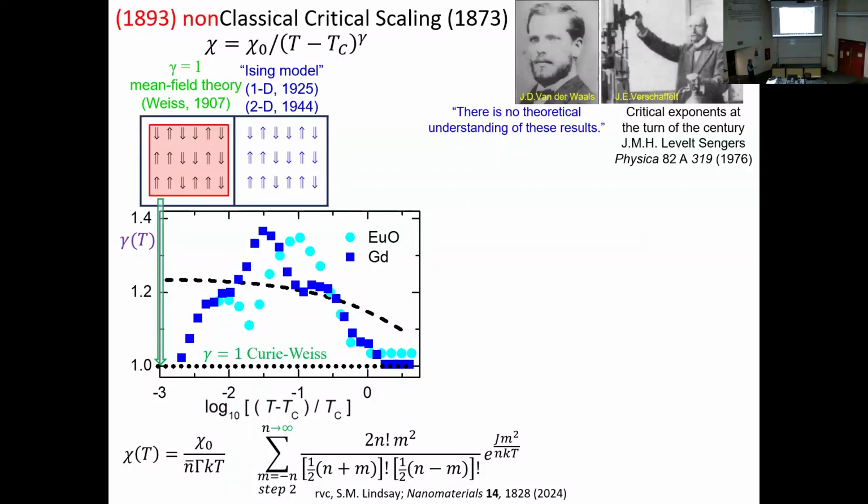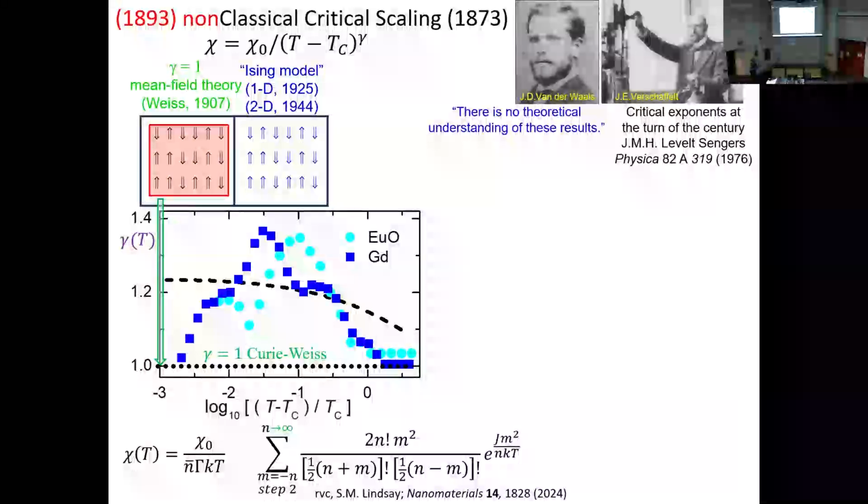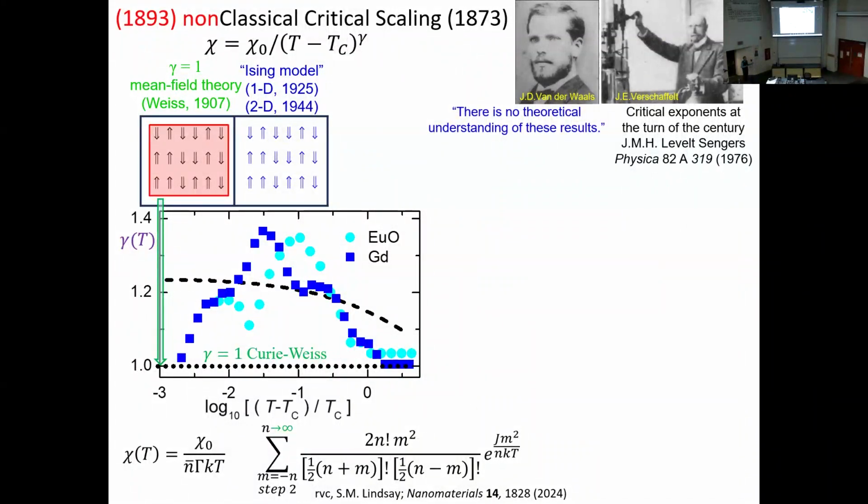So there were experiments being made in the laboratory of Kamerlingh Onnes. This is Jules Emile Verschaffelt. He's one of the heroes of this story. He made some of the earliest measurements of non-classical critical scaling, and he spent most of his life measuring non-classical critical scaling. And van der Waals analyzed some of these data, but because there was no theoretical understanding of this result, he neglected them, he ignored them. And that served him well because he then won the Nobel Prize in 1910 for his classical scaling ideas.